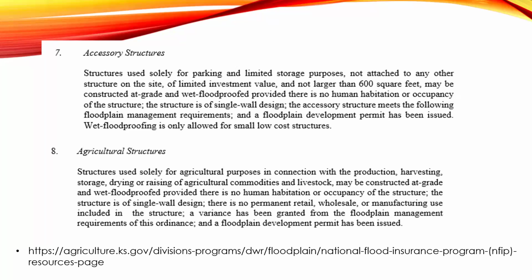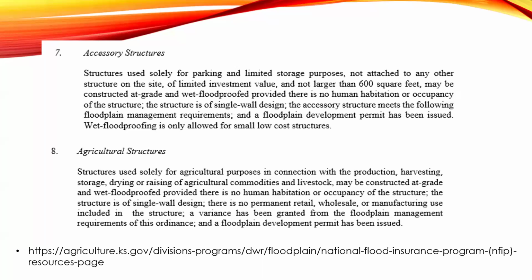And then agricultural structures are in connection with the production, harvesting, storage, drying, or raising of agricultural commodities, including livestock. And it may be constructed at grade and wet floodproofed if it's low damage potential. So obviously no human habitation or occupancy of that structure.